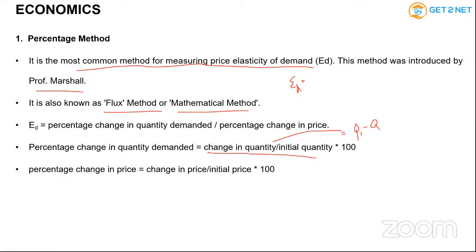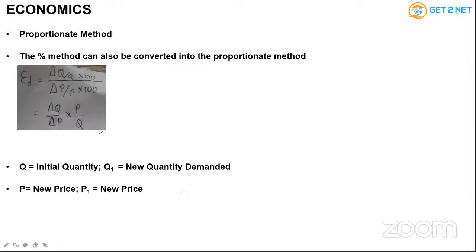Next is the proportionate method. The percentage method can also be converted into the proportionate method. This is the formula: delta Q by Q into 100 divided by delta P by P into 100. Delta Q means change in quantity. Or you can say delta Q by delta P into P by Q. Delta Q is the change in quantity demanded, delta P is the change in price, P is the initial price, and Q is the initial or original quantity.